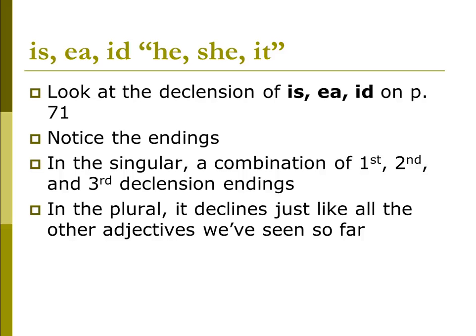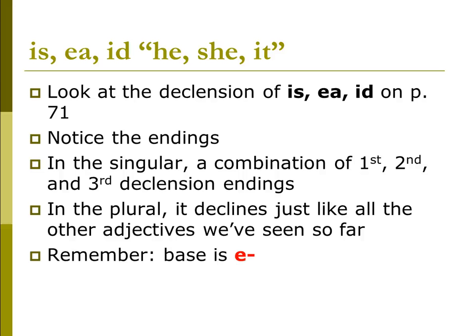In the plural, however, you'll notice that this pronoun declines exactly like every other adjective we've seen so far, magnus, noster, nostra, nostrum, any of those adjectives which use first and second declension endings. Ei, eae, ea, notice the short a for the neuter plural. Eorum, earum, eorum, eis, eis, eis, eos, eas, ea, eis, eis, eis. Dative and ablative plural using the long is ending we'd expect.